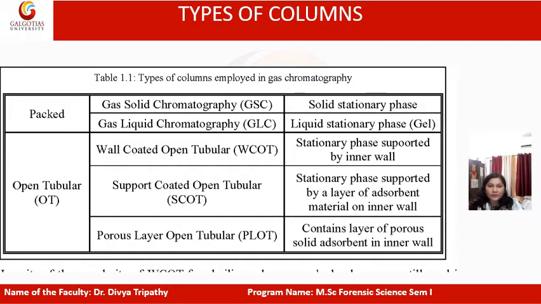In a wall coated open tubular column, the stationary phase is supported by the inner wall. In a SCOT or support coated open tubular column, the stationary phase is supported by a layer of material on the inner wall of the column, whereas the porous layer open tubular column contains a layer of porous solid adsorbent on the inner wall of the column.